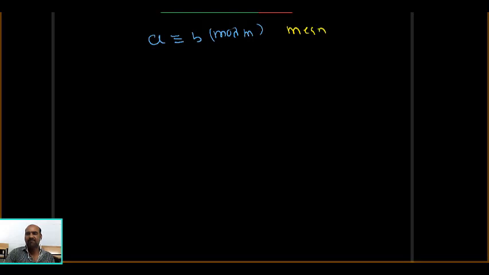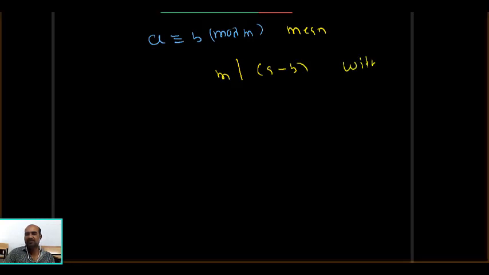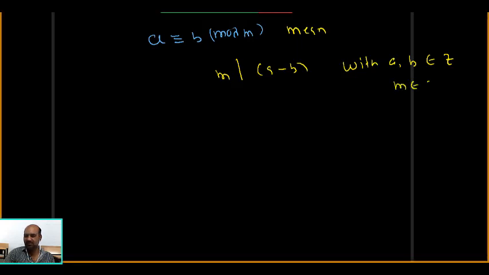Okay, students, finalizing. A congruent to B modulo M means M divides A minus B, with the condition that A, B belong to the integers and M is a natural number. Several examples I wrote: 7 congruent to 1 modulo 2 I can write, and 17 congruent to minus 3 modulo 5 I can write.